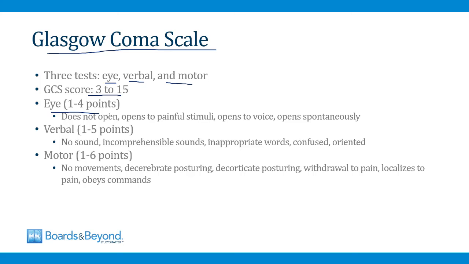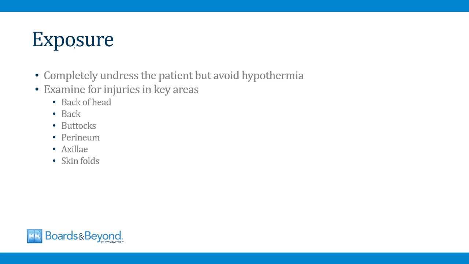For the eyes, the patient is assigned a score of 1 to 4 points. 1 is for does not open eyes, 4 is for open spontaneously, 2 and 3 are in the middle. For verbal function, the patient receives 1 to 5 points. 1 is for no sounds, 5 is for speaking and fully oriented, and 2, 3, and 4 are in the middle. And then motor function is 1 to 6 points. 1 point is for no movements at all. 6 points is for able to obey motor commands. 2, 3, 4, and 5 are in the middle, and they include things like decerebrate posturing and decorticate posturing and withdraw to pain.